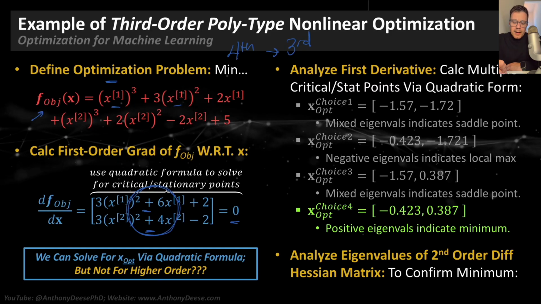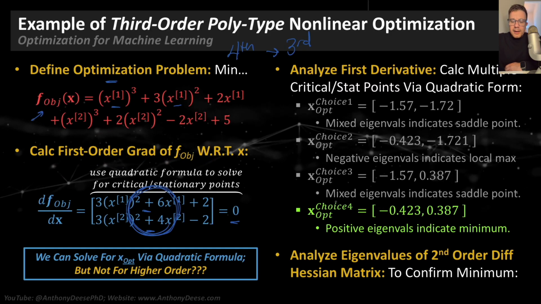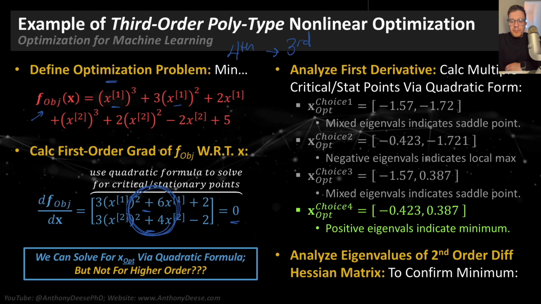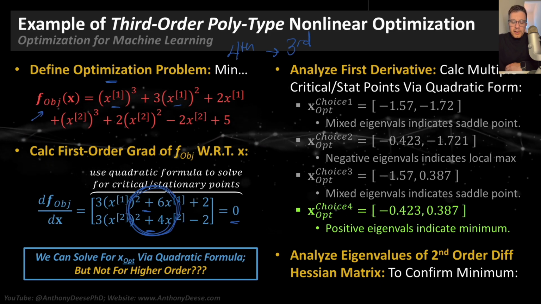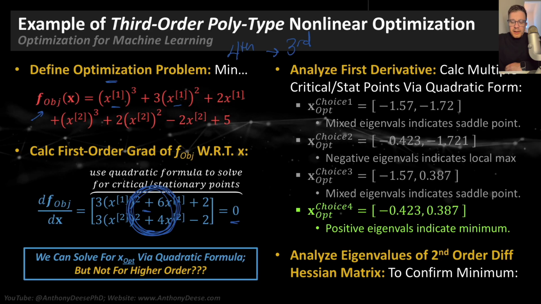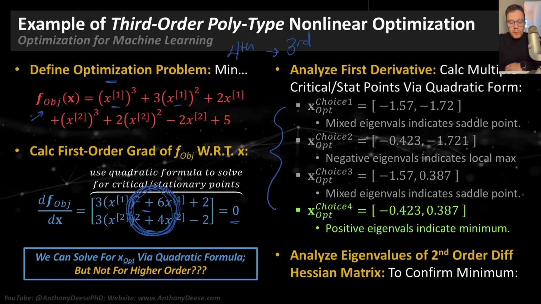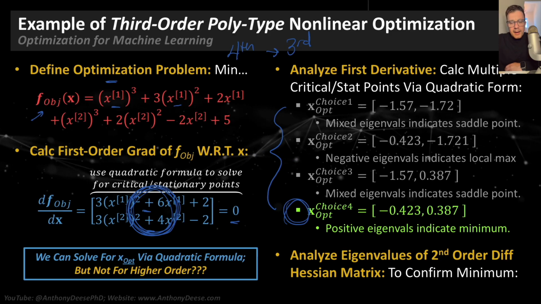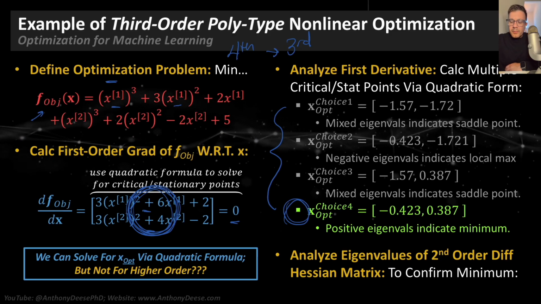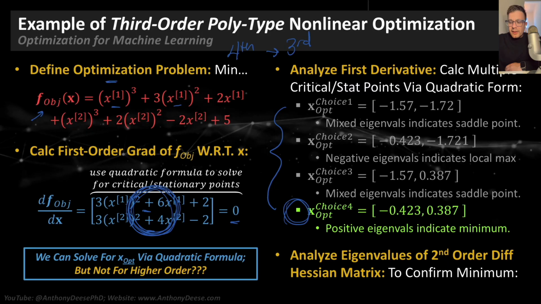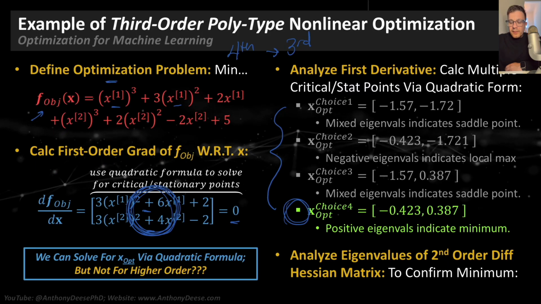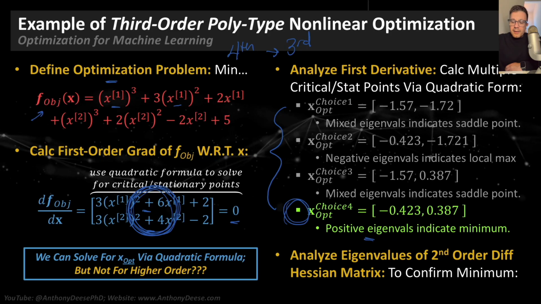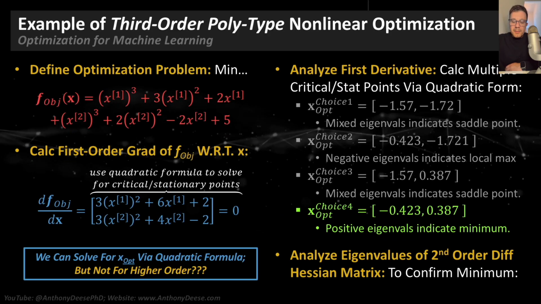But for this example, we can analyze the first derivative and calculate multiple critical or stationary points using the quadratic formula. We have two quadratic equations we need to solve, and so that yields 4 permutations. Now, how do we determine that the fourth represents the minimum? Again, as we showed for the previous example, we analyze the eigenvalues of the second order derivative, the Hessian matrix, to confirm that it's a minimum. So the positive eigenvalues indicate that this is a minimum.